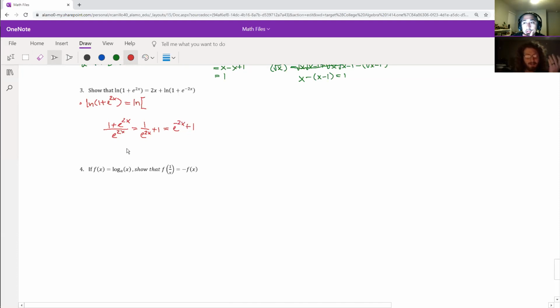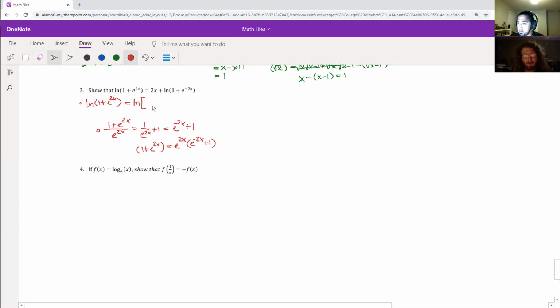And if I started with this as a quantity, 1 plus e to the 2x, and I factored this e to the negative 2x out, then this is the same thing as saying e to the positive 2x times e to the negative 2x plus 1. And this is what Professor Carrillo is saying.